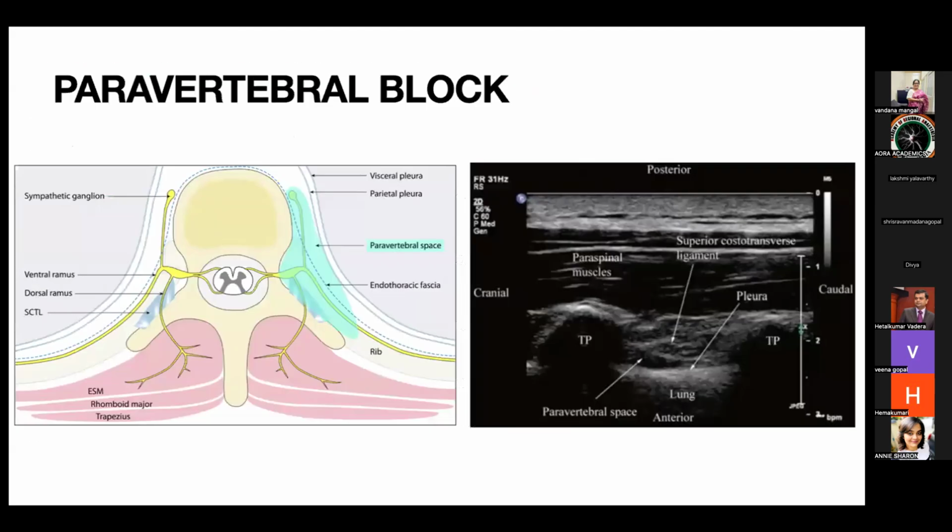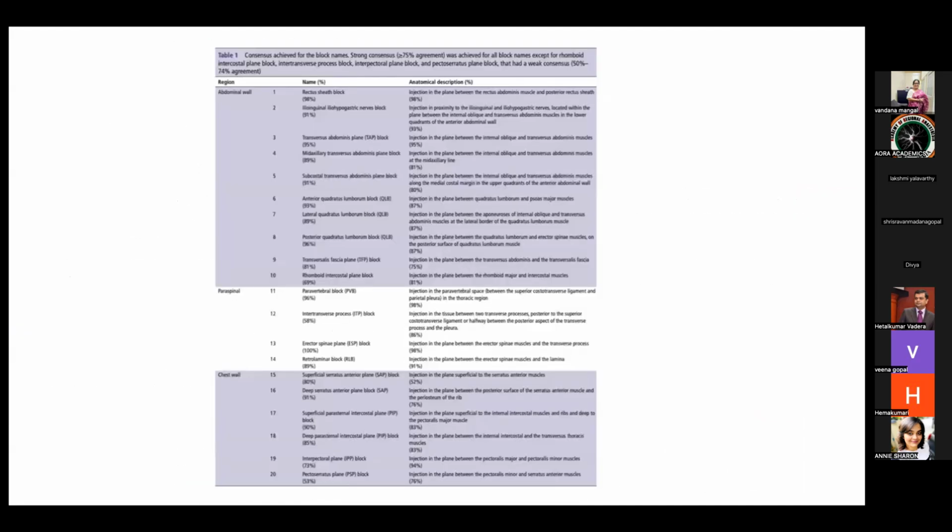So according to the Delphi consensus, the rectus sheath block is an injection in the plane between the rectus abdominis muscle and the posterior rectus sheath. The transversus abdominis plane block is an injection in the plane between the internal oblique and the transversus abdominis muscle. Then you have the subcostal transversus abdominis plane block, which is between the internal oblique and transversus abdominis muscle along the medial costal margin.